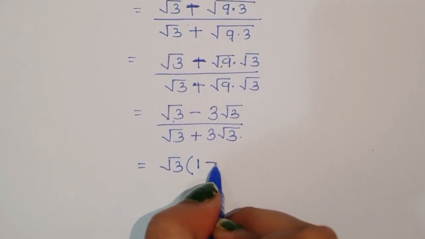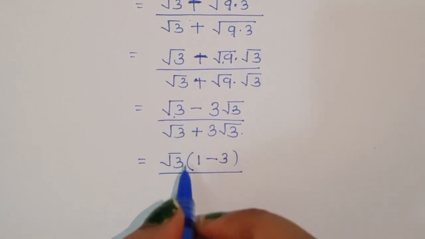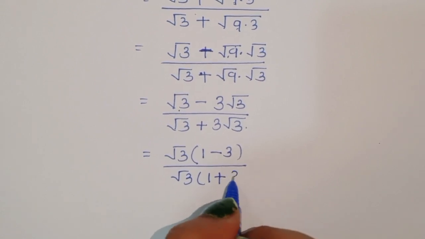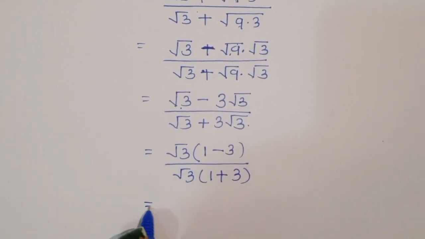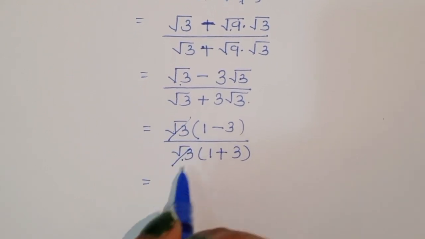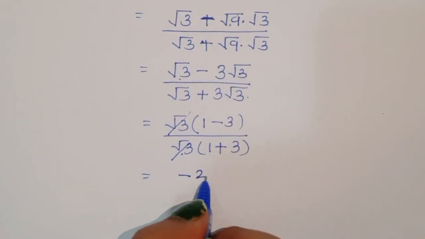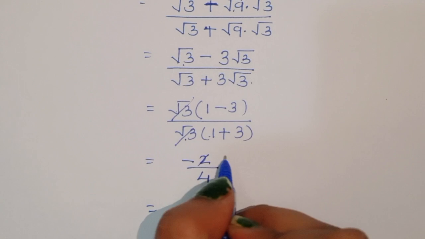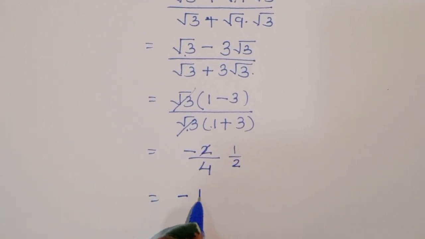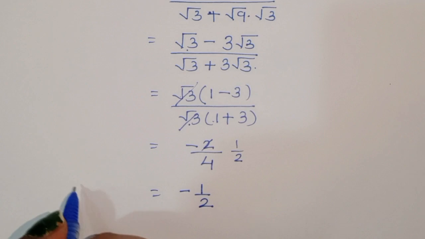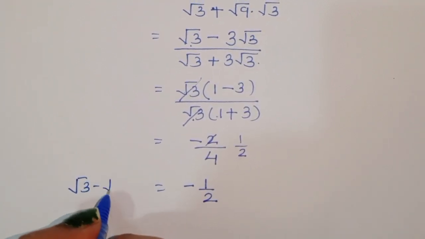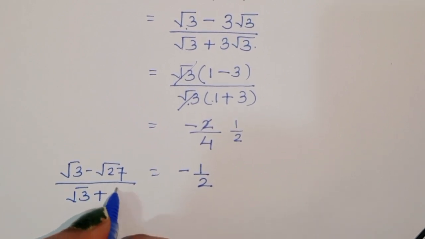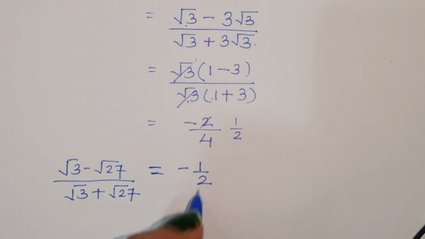√3 times (1 − 3) divided by √3 times (1 + 3), right? Now the √3 cancels, leaving 1 minus 3 is minus 2, and 1 plus 3 is 4. Two 2s are 4, so it is equal to minus 1 by 2. So this is the value: (√3 − √27) divided by (√3 + √27) is equal to minus 1 by 2.